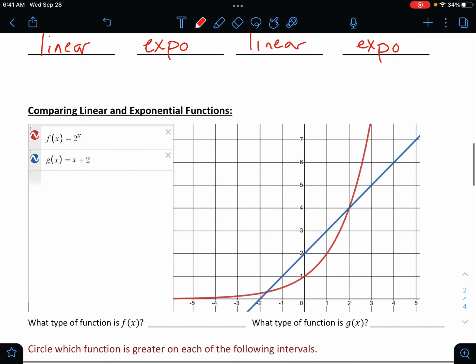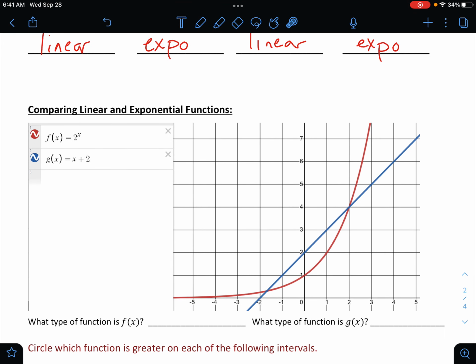Okay, so when you're comparing those two types of functions, like we have in this next graph, you have this red function, 2 to the power of x. We can clearly see that that is a curved line, and it starts slow and goes up really quickly, so we call that an exponential function.